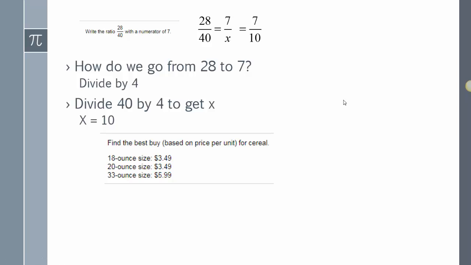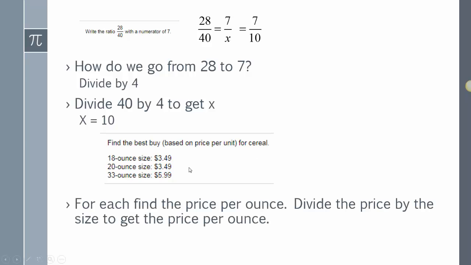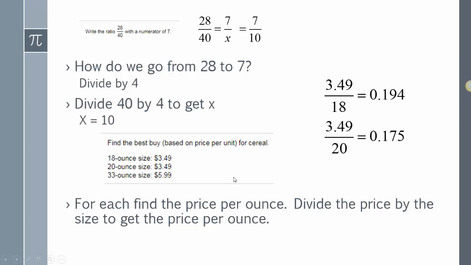Find the best buy based on unit price for the cereal. So what does that mean? It means for each of the pricing here, we want to find out what's the unit price. So you're going to take the price and divide it by the quantity. So 348 over 18 gives me a little bit more than 19 cents per ounce. Now I notice the second one must be cheaper because we've got the same price, but we've got more quantity. And indeed it is, a little bit more than 17 cents per ounce. And then $5.99 divided by 33 gives me a little bit more than 18 cents per ounce. So the best buy here is the second one.